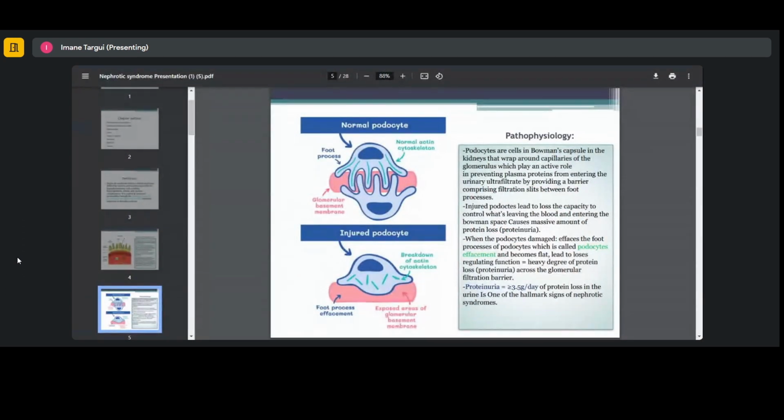Pathophysiology of nephrotic syndrome. We have normal podocytes, which consist of foot processes, glomerular basement membrane, and normal actin cytoskeleton. And when they are injured, like in our case in nephrotic syndrome, we have foot process effacement, or flattening.